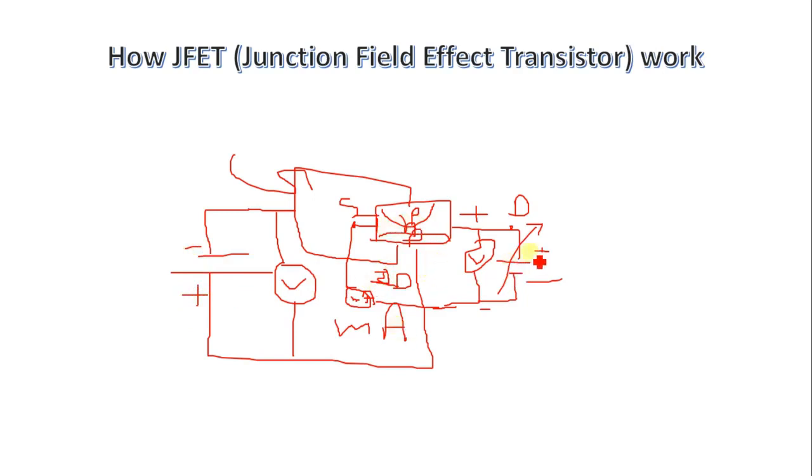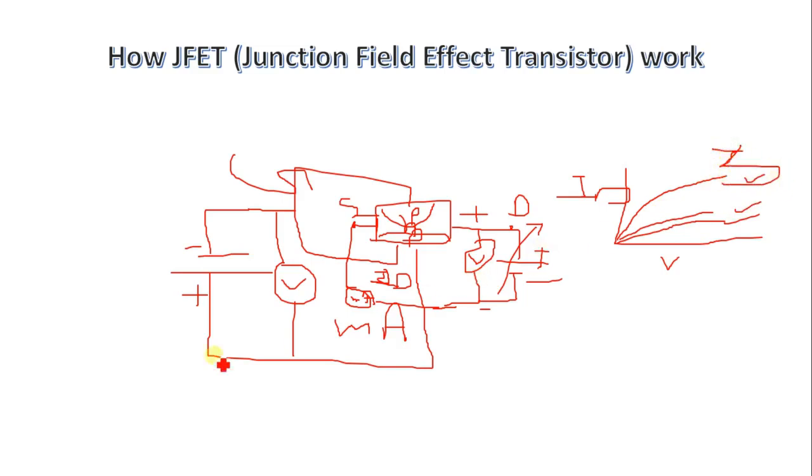You have watched the first circuit, and according to the first circuit, the graph will be such: however much you increase the voltage V, the ID we get increases by the same amount. It will look like this: first here, second here, and the last here, and at the end we get the saturation current. In this circuit, we apply the source on the gate, which is also a varying voltage.